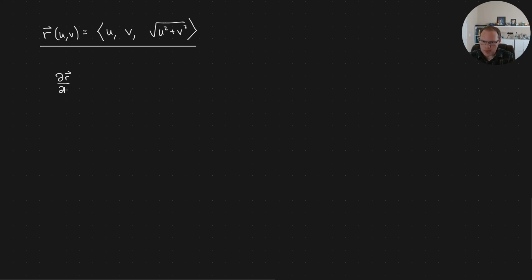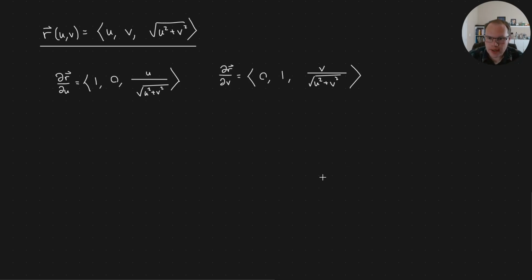Partial derivative of r with respect to u, I get 1, 0, and this would be 2u over 2 square roots of u squared plus v squared. Okay, which simplifies, of course, if you cancel out those 2's. And partial derivative of r with respect to v, I get 0, 1, v over square root of u squared plus v squared. Okay? Now I want the cross product of those.